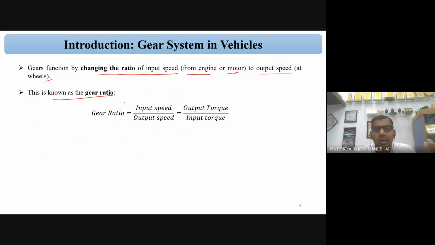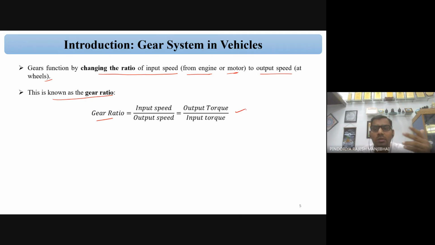So what is a gear ratio? Gear ratio is nothing but input speed upon the output speed. So there is a ratio of the input speed to the output speed. That is your gear ratio. In the case of torque, we can say the output torque upon the input torque. So speed and torque are both inversely proportional. Correct? So in the first gear system, we will get less speed but high torque.